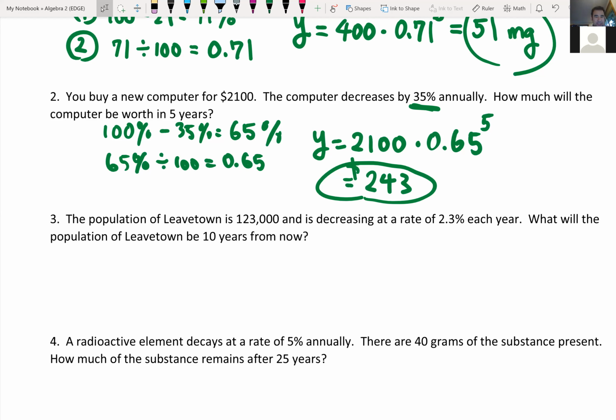Okay, it's been a minute. Let's check. So the rate is 2.3%, decreasing. So the population is decreasing. It's a made-up story. Leave town. The population of Leave town.